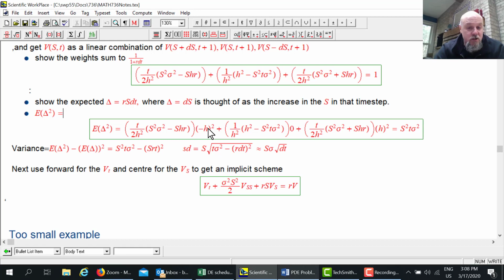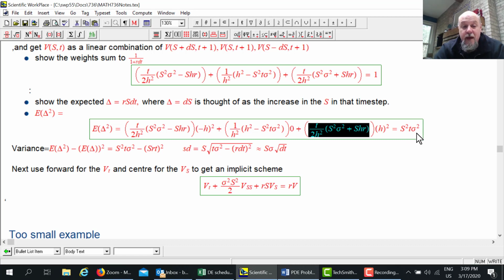It dropped down h. If the stock went up, then it went up by h, so the delta is h. If the stock stayed the same, then its change would be 0. So I'm again using these brackets as if they're probabilities, and getting the expected value of this squared: 0 squared, and h squared. And when we clean that all up, we get s squared sigma squared t.